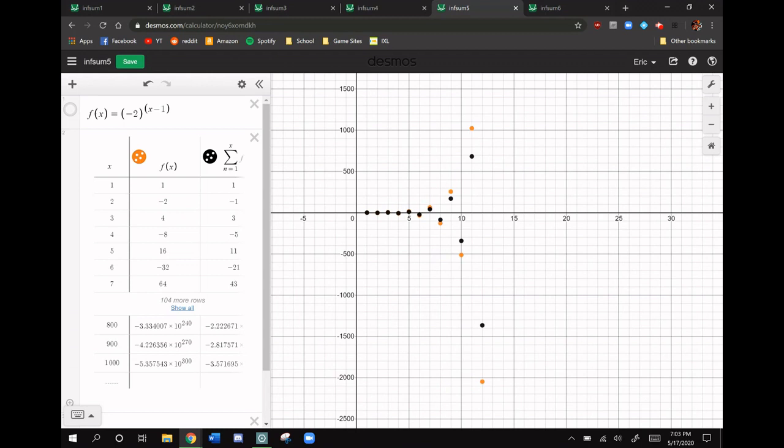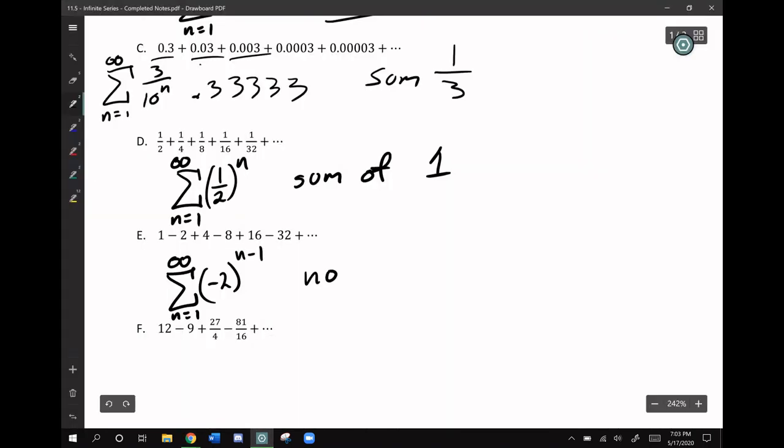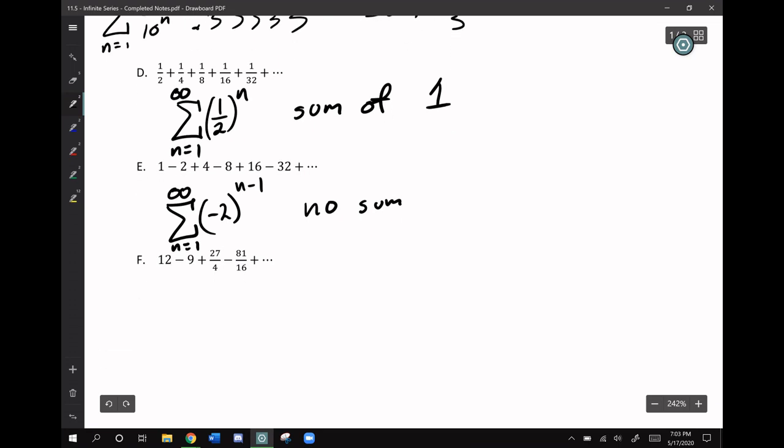I mean, it's cool. But it definitely doesn't have a sum because you're going to keep bouncing back and forth. You're going to get a really, really big negative number and then a really, really big positive number for really high values of n. So this one has no sum. All right, last but not least, 12, negative 9, 27 over 4.